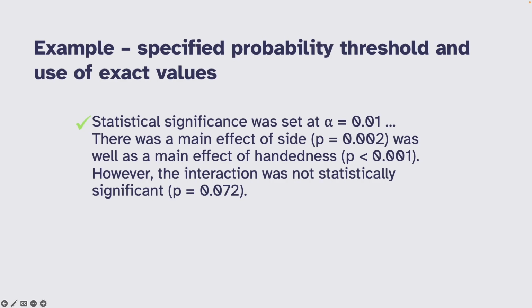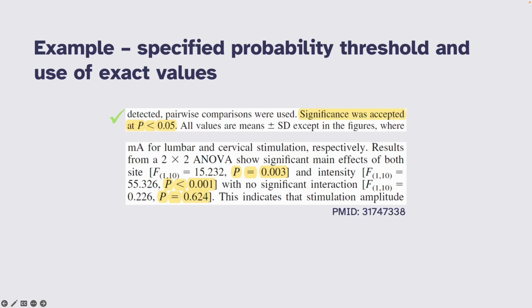Specified probability thresholds and reporting exact p-values are shown in the examples here. As seen in the written and published example, the statistical threshold is given. One p-value has been reported as being less than 0.001. While this is not an exact value, it's a small number and statistically significant. Therefore, in most fields, the p-value less than 0.001 is considered an exact one. In the second example, the threshold is set at p less than 0.05 and exact p-values accompany the results.